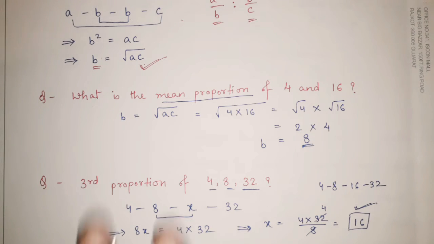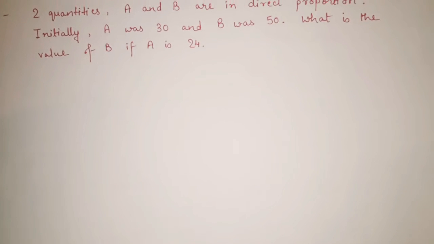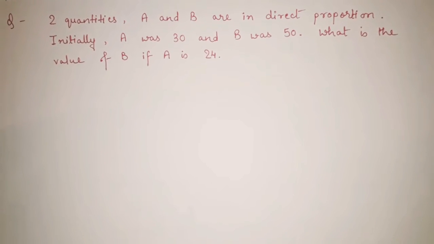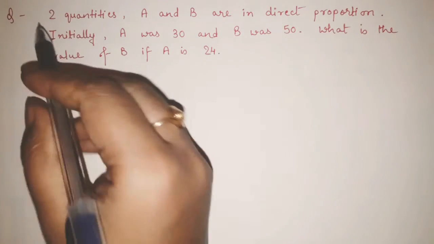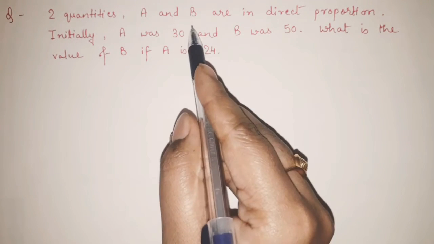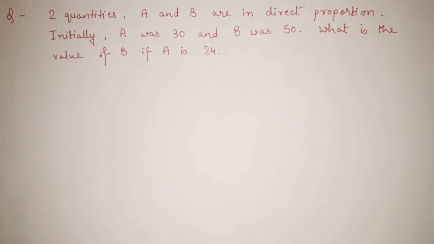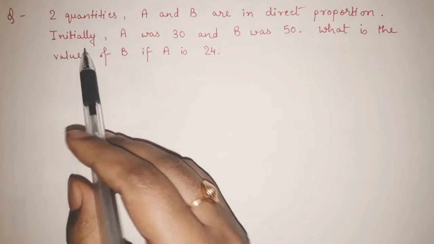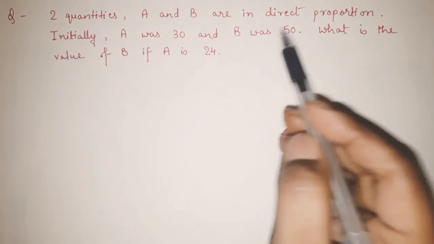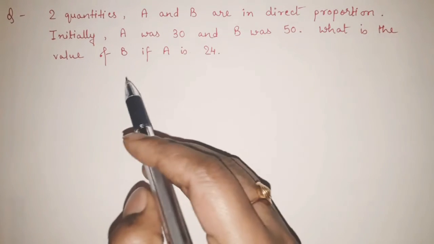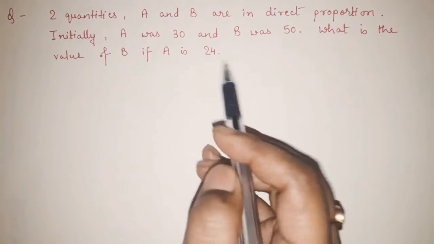Okay. So see, these two were simple questions. Now let's see this interesting question. Two quantities A and B are in direct proportion. Initially A was 30 and B was 50. What is the value of B if A is 24?